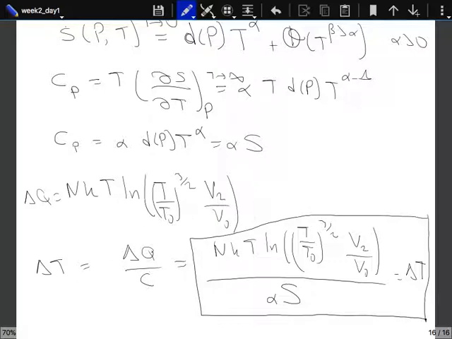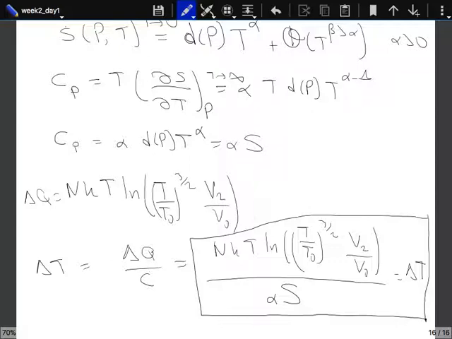Now, from here, I cannot really say much more, because what is the entropy of my system? It will be T to the alpha, but what is alpha? Is alpha larger than zero, smaller than zero? No, it's definitely larger than zero, but is it larger than one, smaller than one? I don't really know, and I don't know how to specify it at this moment.